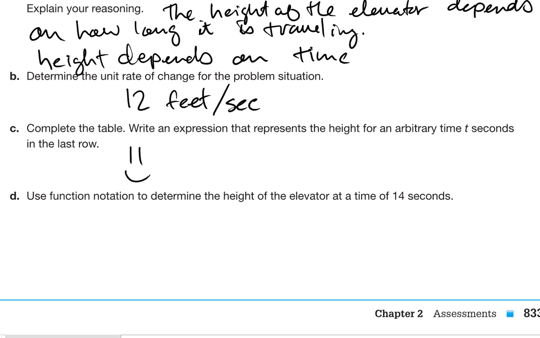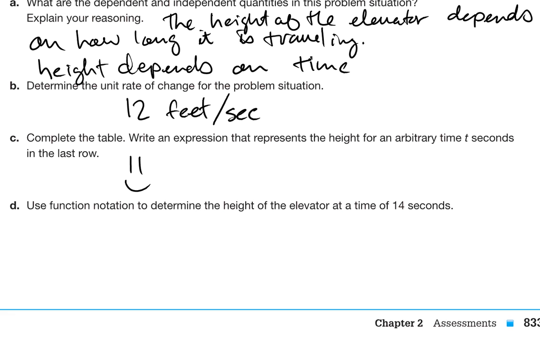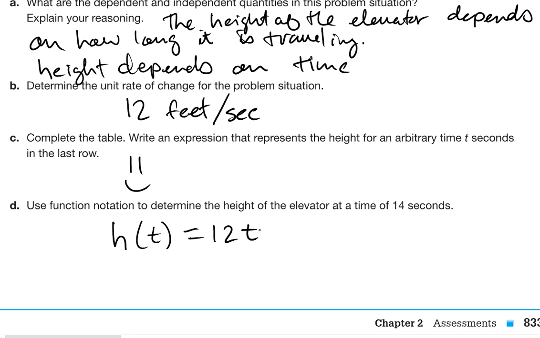The last thing it says, use function notation to determine the height of the elevator at a time of 14 seconds. Well, I didn't write this as a function. Let me do that. And I guess I'll use h here because the height of the elevator is a function of the time it's been traveling. And for this, height equals 12 times t, because I'm going up at 12 feet per second.